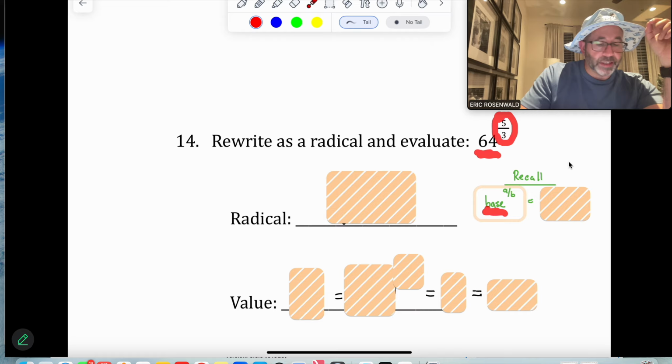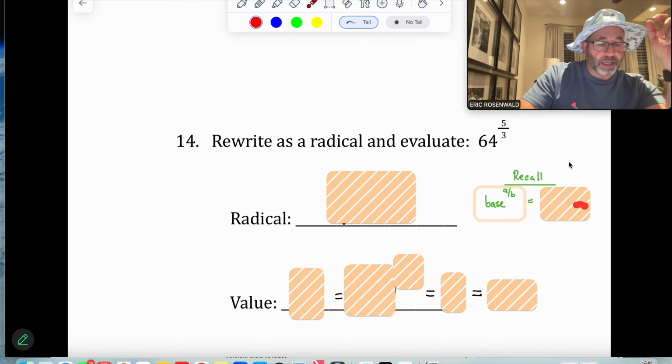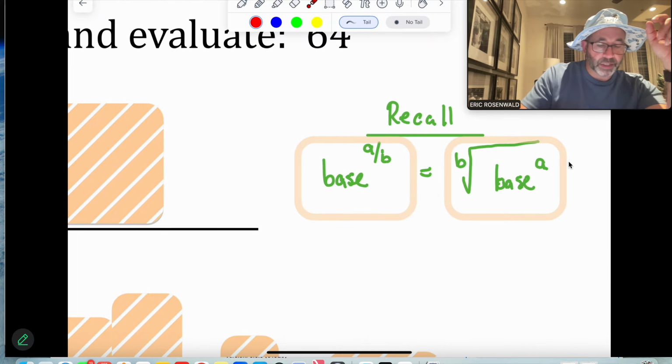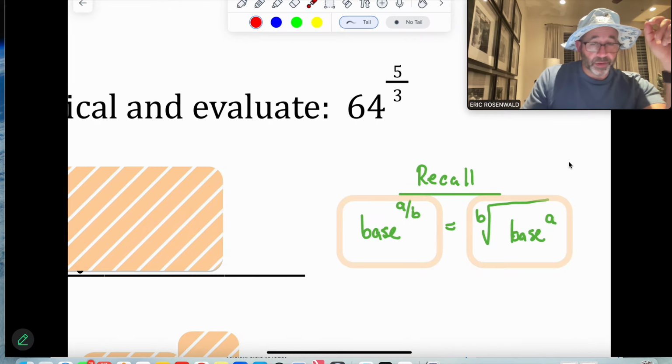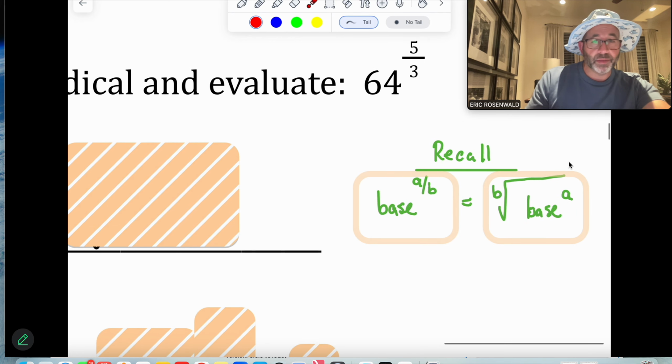We have a fraction going on here. To convert this to radical notation, you keep the base on the inside, and all you do is a divided by b. You put the a on the inside and then the b on the outside. So that's the conversion: b goes on the outside, a goes on the inside, the base stays the base.